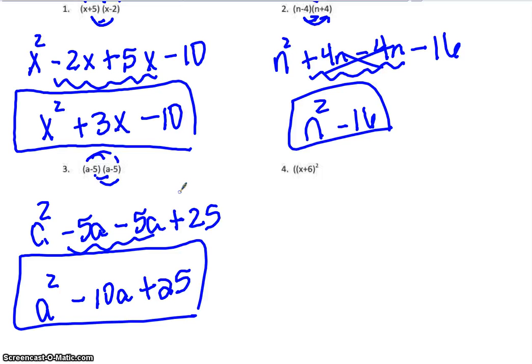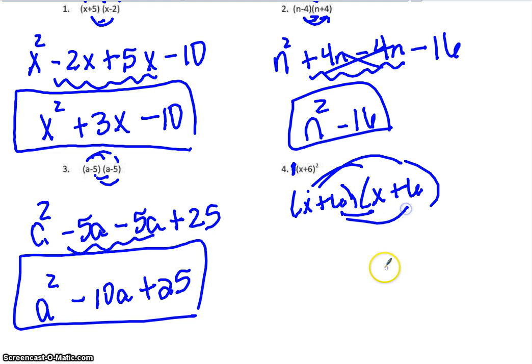They're going to combine. Number 4 is x plus 6 quantity squared. That's just an extra parenthesis. Ignore it. And so when you have something squared, that means that you're multiplying it by itself. So you're going to write it twice, x plus 6 and x plus 6. Then you distribute your x and you distribute your 6.